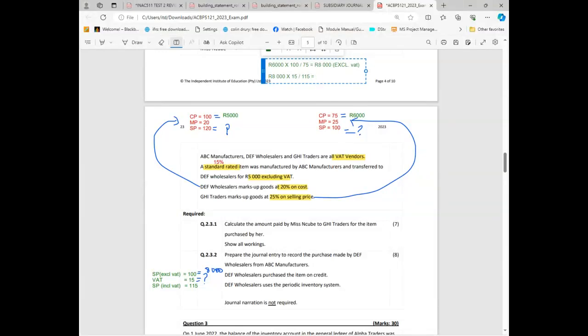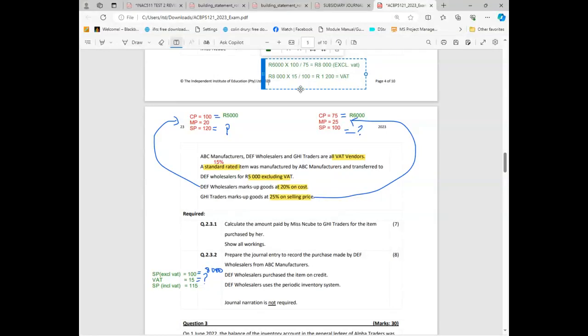Sorry, it's because of you. I blame you. I'm joking. How much? 1,200. This is the VAT. And remember, we spoke about this thing. You always use 15 over 100 if the amount that you are using to calculate VAT is excluding VAT. Don't you remember that? Yes.